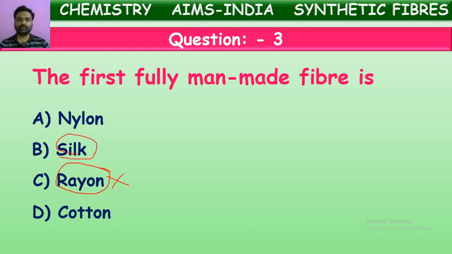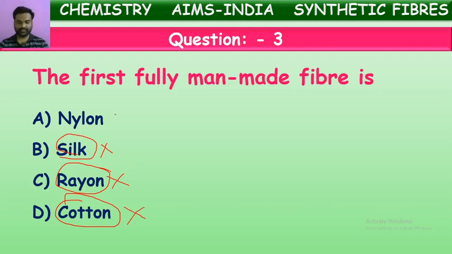If you observe the second one, silk. Silk is obtained purely from natural source. That is from animal, we can say. It is obtained from silkworm. So it is not man-made material or man-made fiber. What about cotton? Yes, cotton is also prepared from natural sources. It is one of the plant fibers. It is obtained from cotton plant. So it also comes under natural fiber, not man-made fiber.